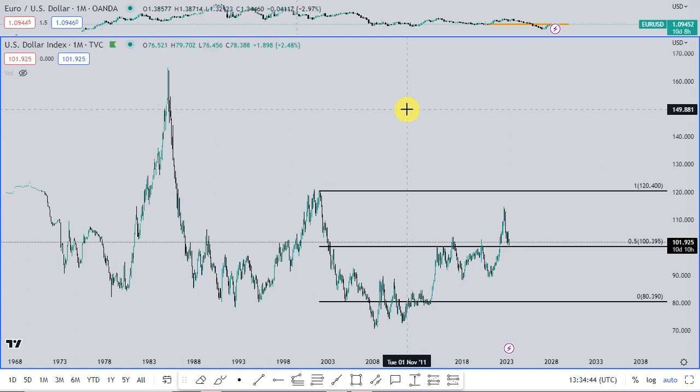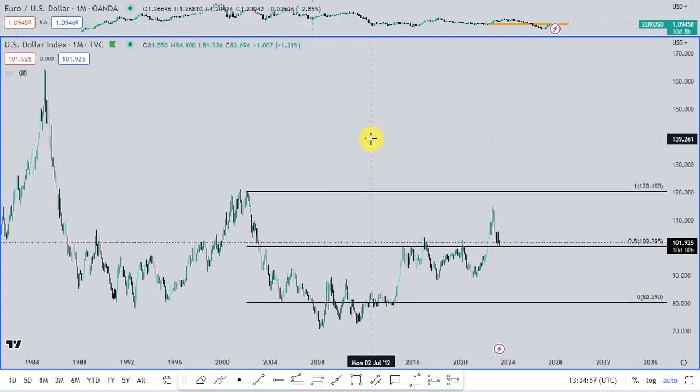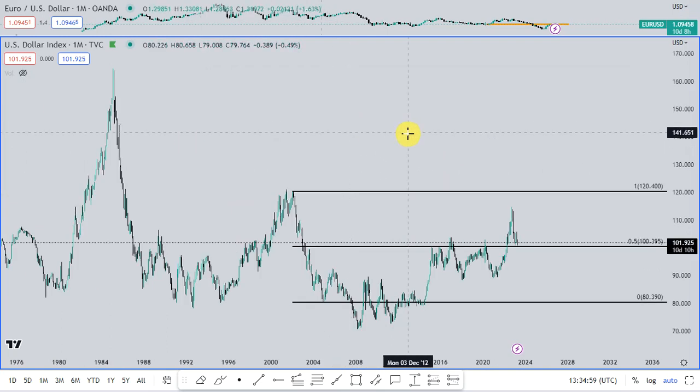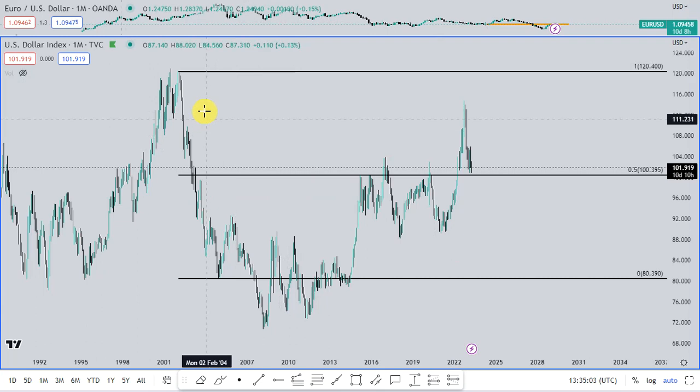Yo, what's up, guys? Today I'm going to do a top down analysis on DXY and Euro dollar. So I will start with the US dollar index. This is the US dollar index monthly chart, and here you can see that I have taken this range. This is the higher time frame range, and this is the mid of this range.